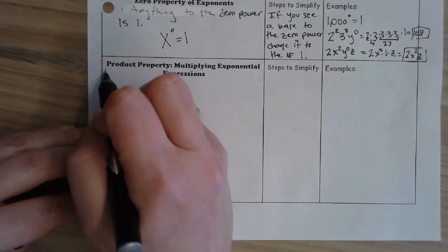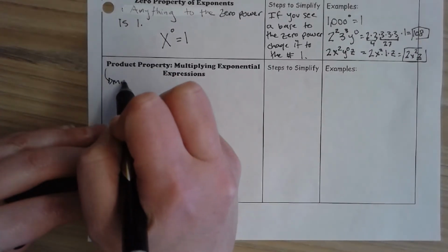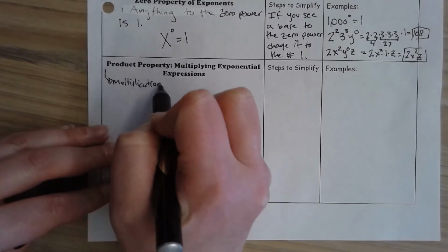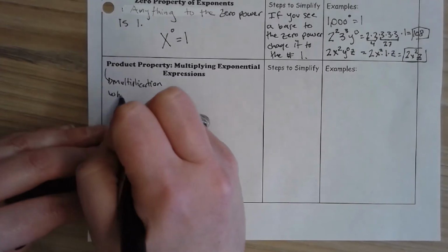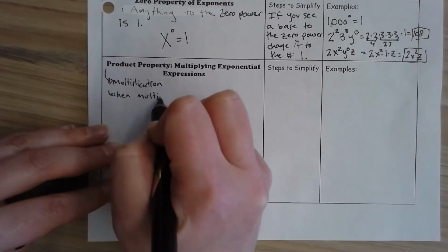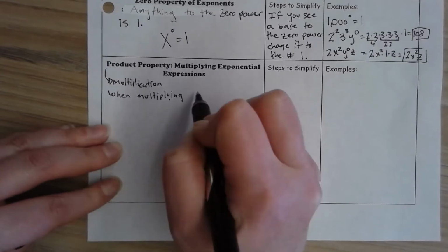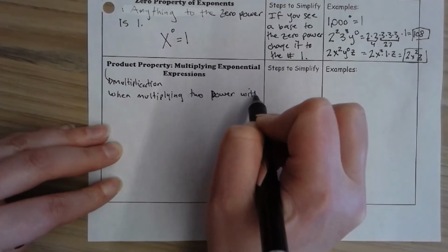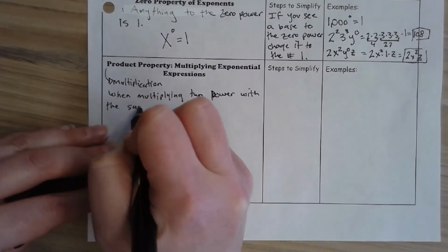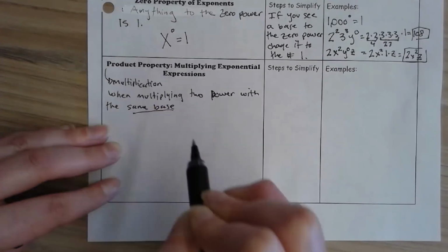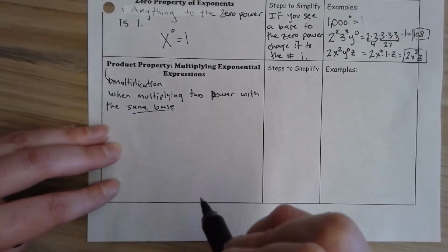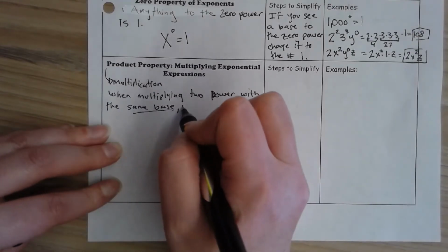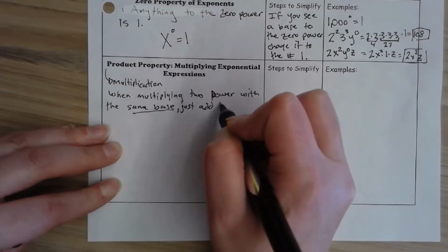So we're also going to do the product property, multiplication of exponential expressions. If you guys remember, the word product means multiplication. When multiplying two powers with the same base, I am going to underline that because that's very important. They have to be the same base for this property. So with the same base, just add the exponents.